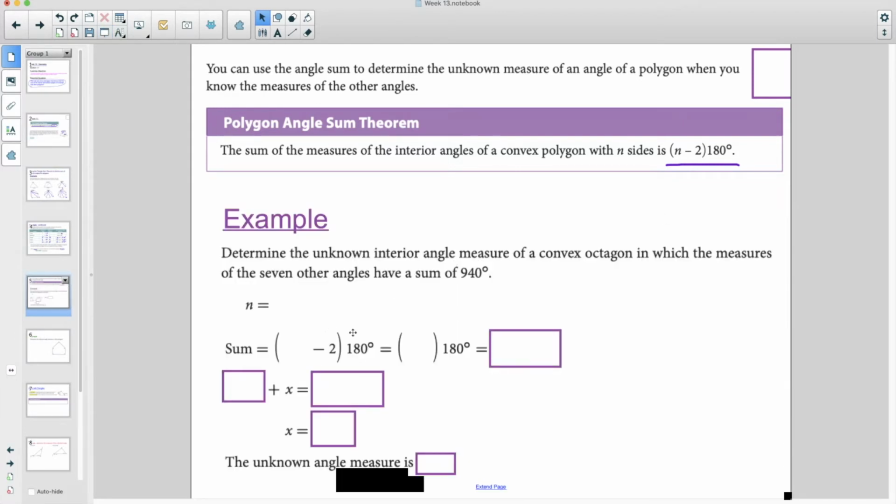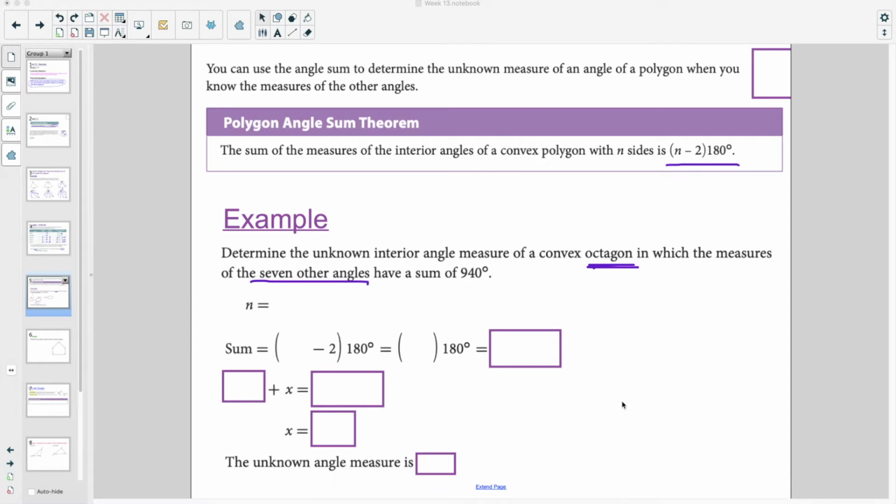So I have pieces of the setup. We're going to fill in the blanks and then answer it. All right, so determine the unknown interior angle measure of a convex octagon. So we're working with an octagon here, in which the measures of the 7 other angles, because an octagon has 8 total angles, is a sum of 940. Okay, so we need to find the missing 8th measure. So the first thing we need to do is find the total interior angle measure of that octagon.